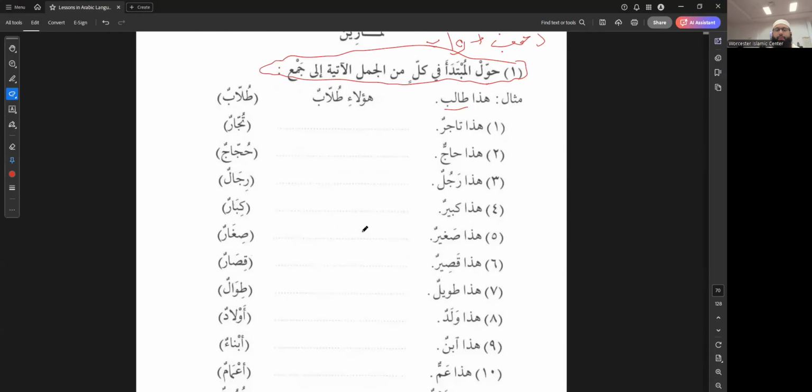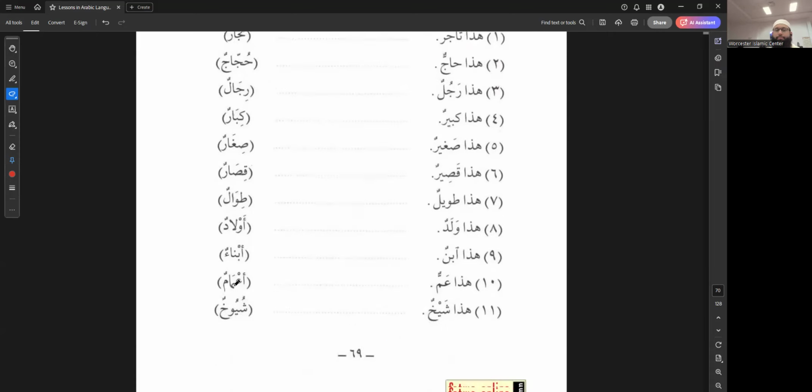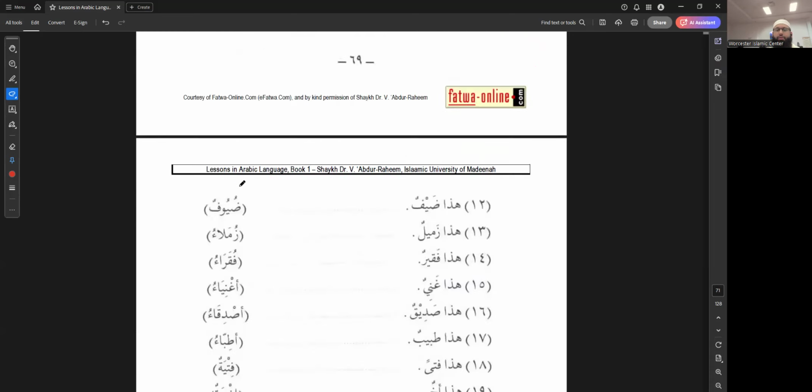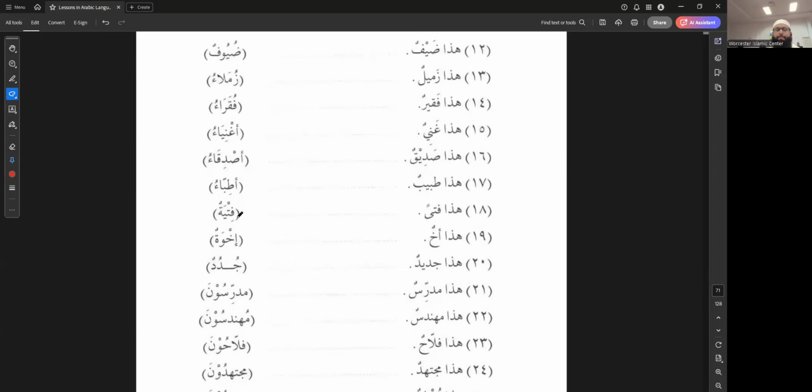But you'll see what I mean. These are broken plurals, right? There's no rule, there's no easy rule. Ullab, Hujjar, Hujjaj. These three all sound alike, right? Then you have Rijal, Kibar, Sigar, Kisar, and Tiwal. All of these sound similar. Then Awlad, Abna, A'mam. These all sound similar. Then Shuyukh, Duyuf. These two sound similar.